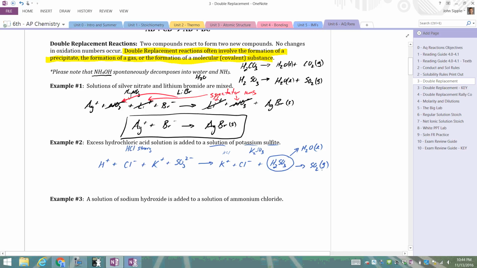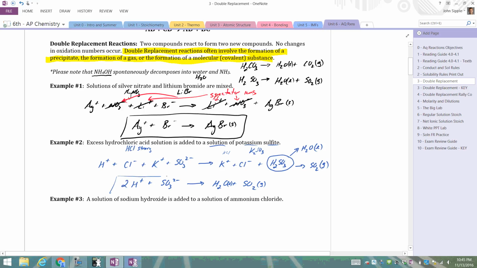Okay, so when we write our net ionic equation, we have H plus and SO3 2 minus going to H2O and SO2 gas. So that's a liquid. Now, the key part here is we have one sulfur and 3 oxygens, but we have to balance the hydrogen, so we have to put a 2 out front there.